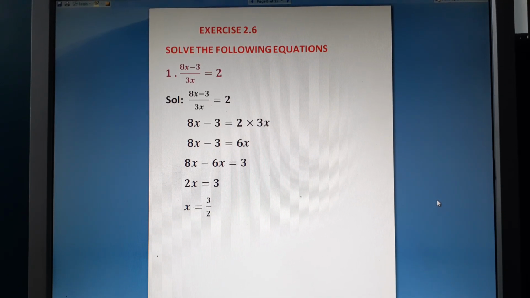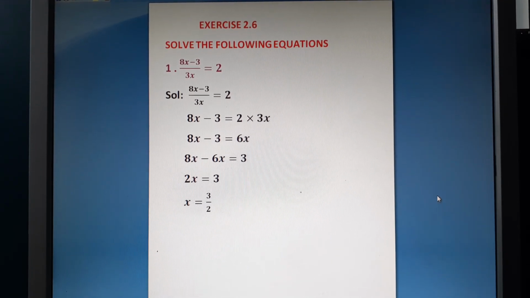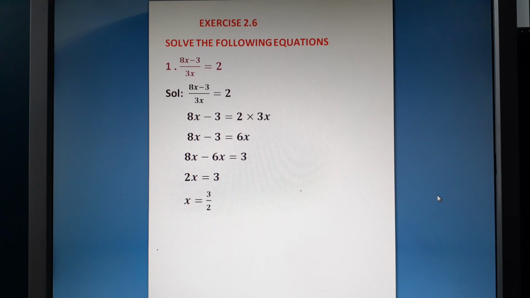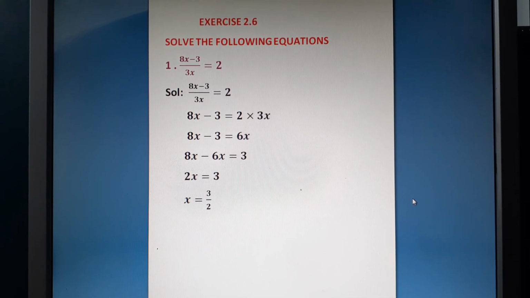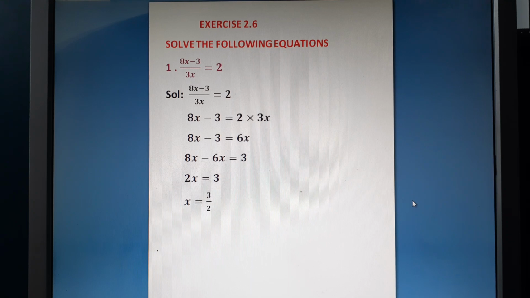Exercise 2.6. In this exercise 2.6, we have to learn how equations are reducible to the linear form and how to solve them. Solve the following equations. Question number 1. (8x − 3)/3x = 2. Solution. (8x − 3)/3x = 2. Take the left hand side denominator to the right hand side. We get 8x − 3 = 2 into 3x.